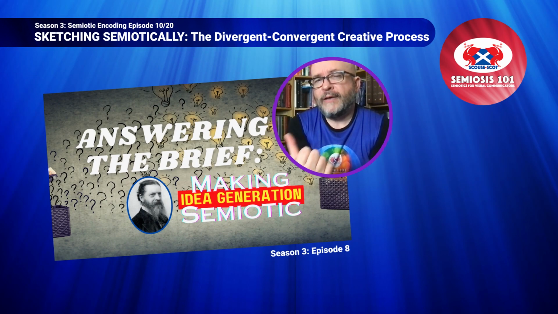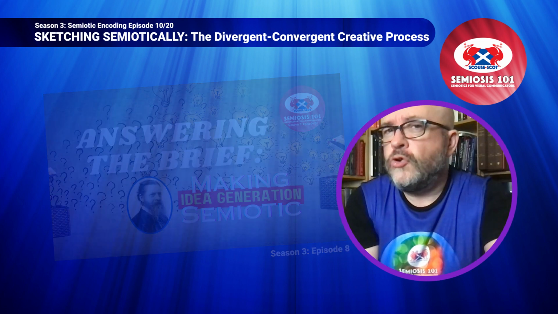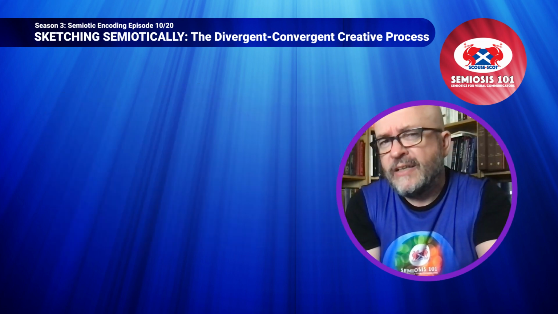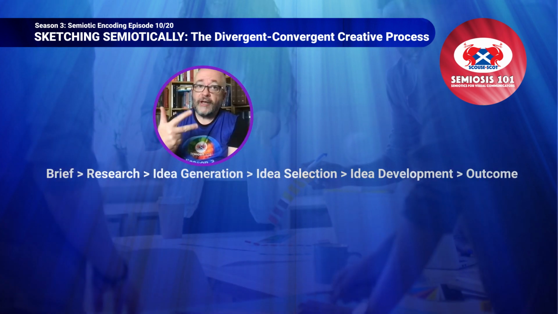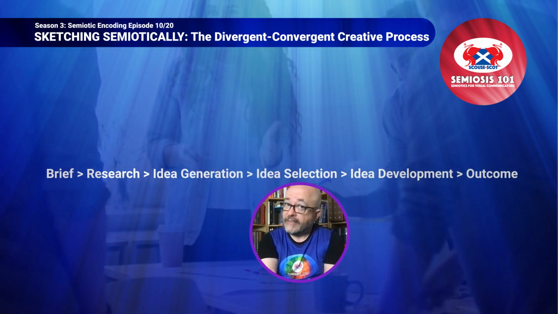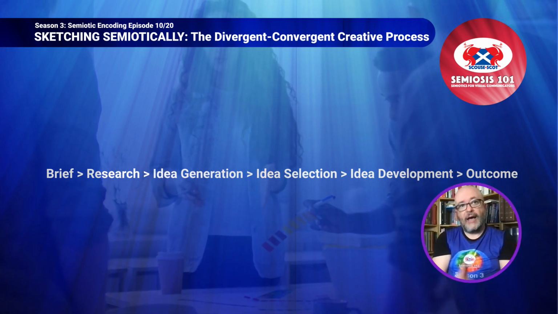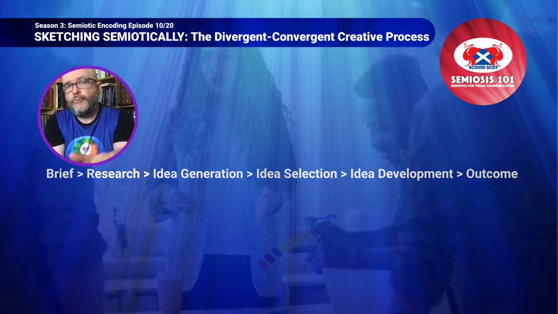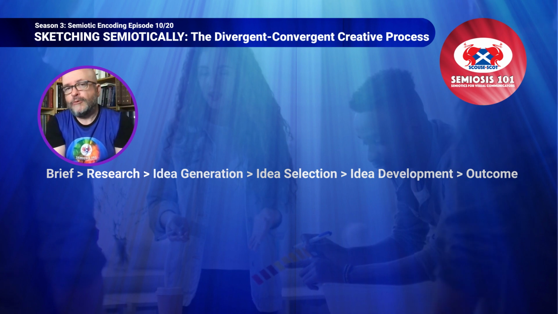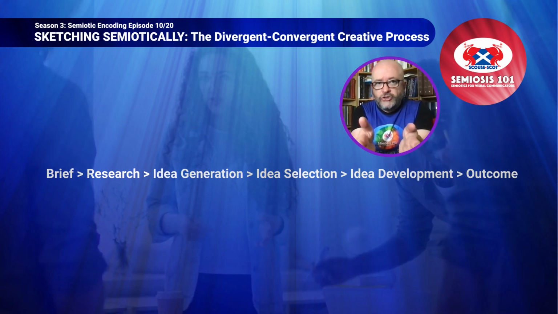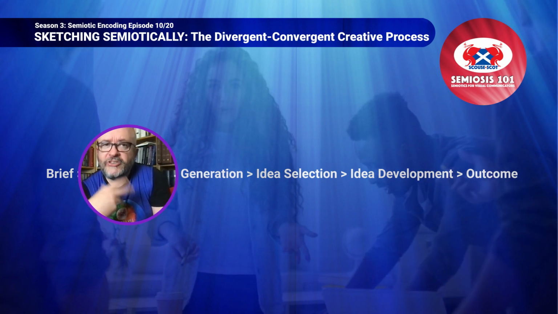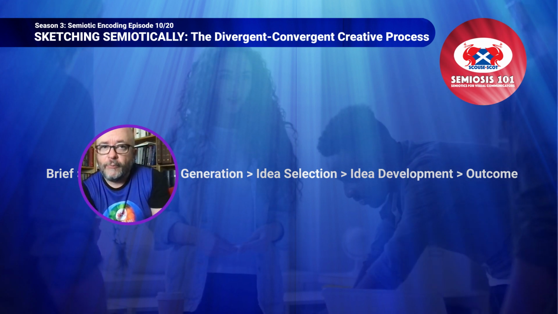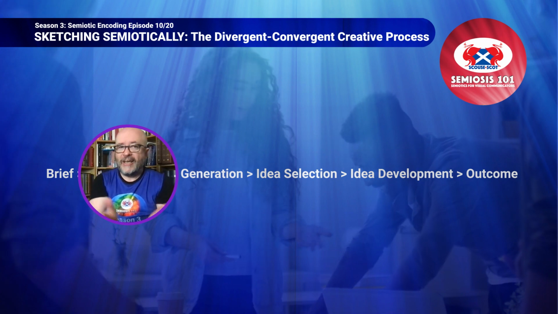Two episodes back, I described the ideation process. Whatever you call the ideas development stage, that is the stage I am referring to. Brief, research, idea generation, idea selection, idea development, outcome. This is the broad brush description of a design process if we focus in on just the stages of ideation. Ideation is concerned with the generation of ideas to solve the brief's problem from insights your research has gleaned.